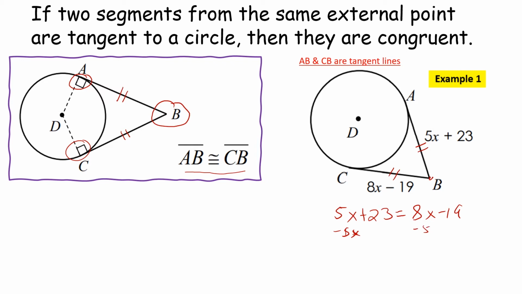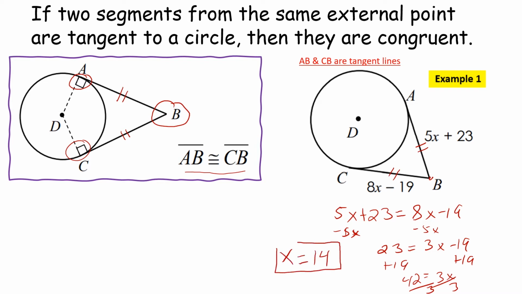subtracting 5x, so just using algebra skills here. 8x minus 5x is 3x, adding 19, and we get 42. Yeah, 42. And bring down our 3x, divide by 3. 42 divided by 3 is 14, so x is equal to 14. So it's just a matter of knowing the properties, and then you know how to set up your expressions here. So let's try another one.